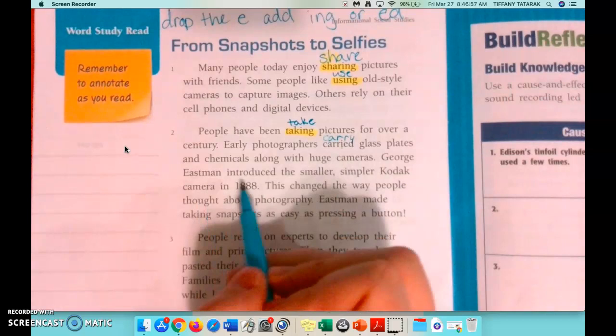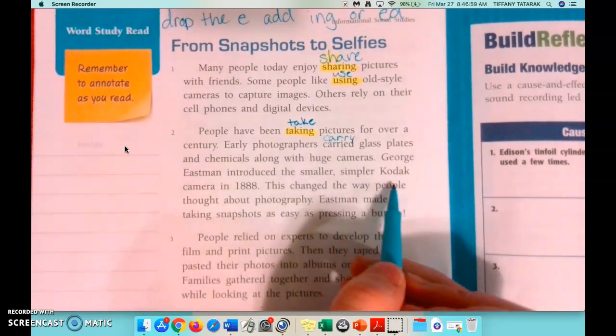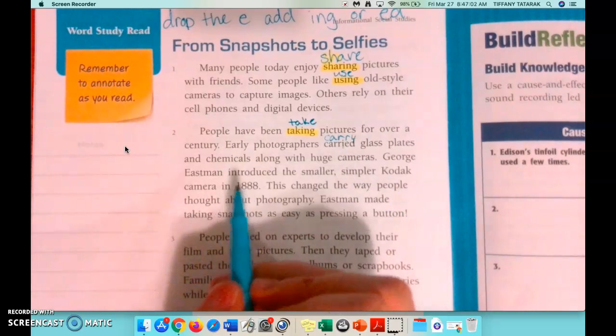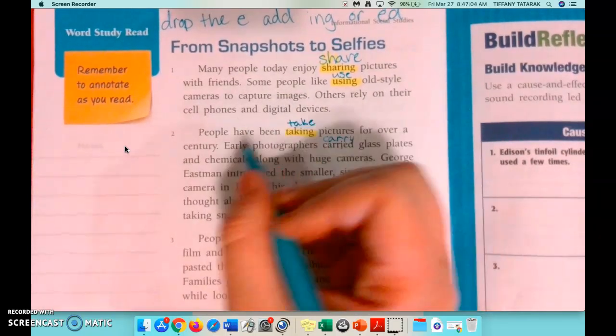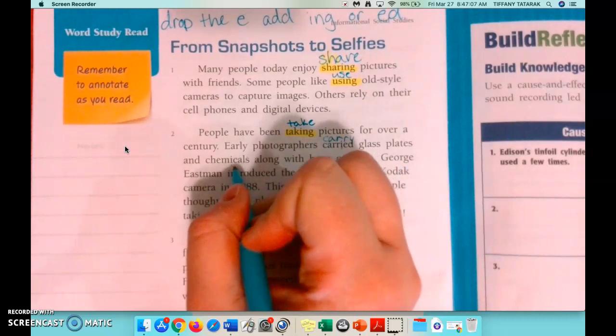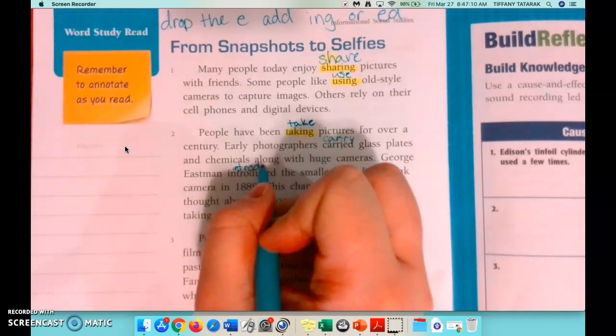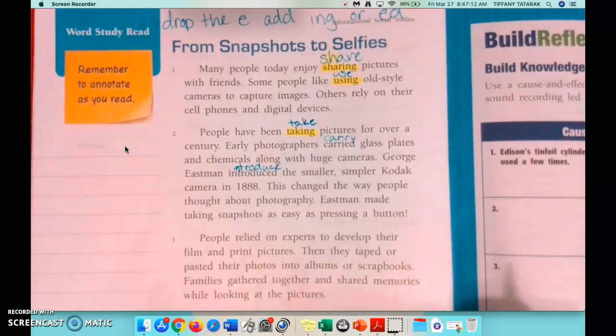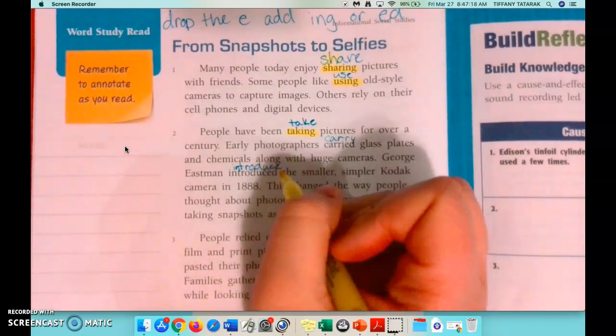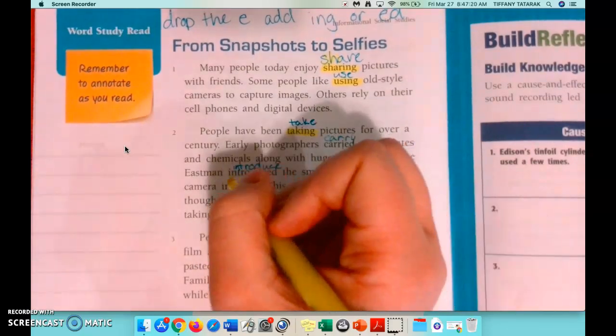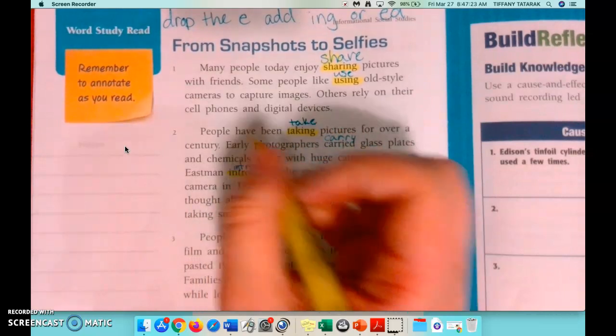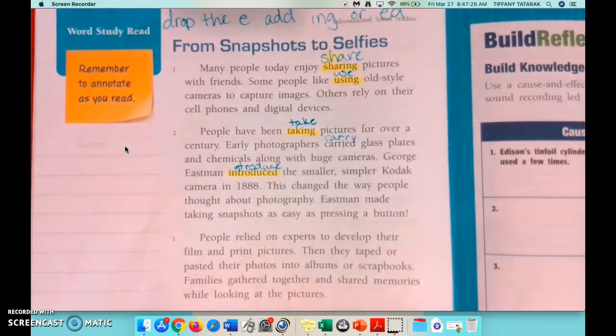George Eastman introduced the smaller, simpler Kodak camera in 1888. I do see an ed ending, and introduce would have that E at the end. So in that case, they had to drop the original E in order to add on the ed. All right, I don't see any other ones in that sentence with the ed or ing ending. So let's continue on.